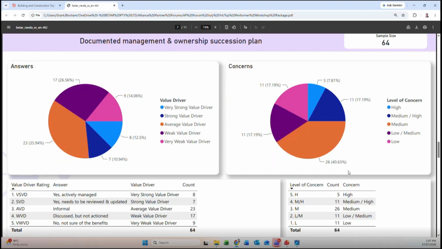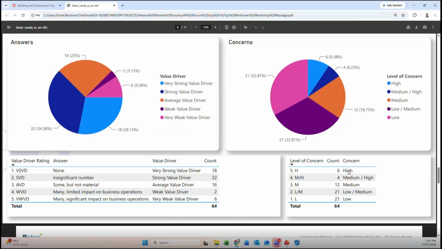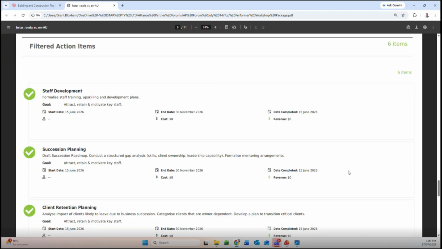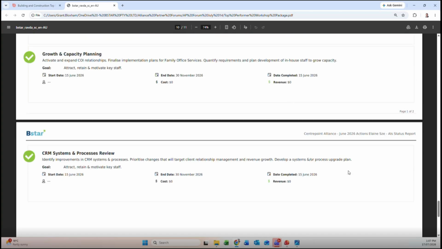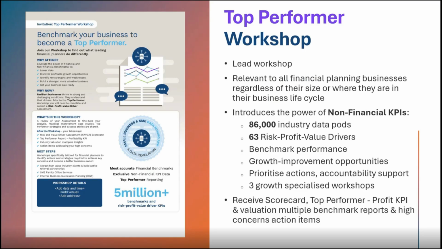It talks about documented management and ownership succession plans, clients leaving as a result of business succession. So it takes a deep dive in some of the areas that they've rated as a high concern. And then they receive some action items. When they do their risk profit value driver analysis, if any of those KPIs are rated with a medium to high or high concern, as part of the package, they get a range of action items to focus on improving that particular concern.